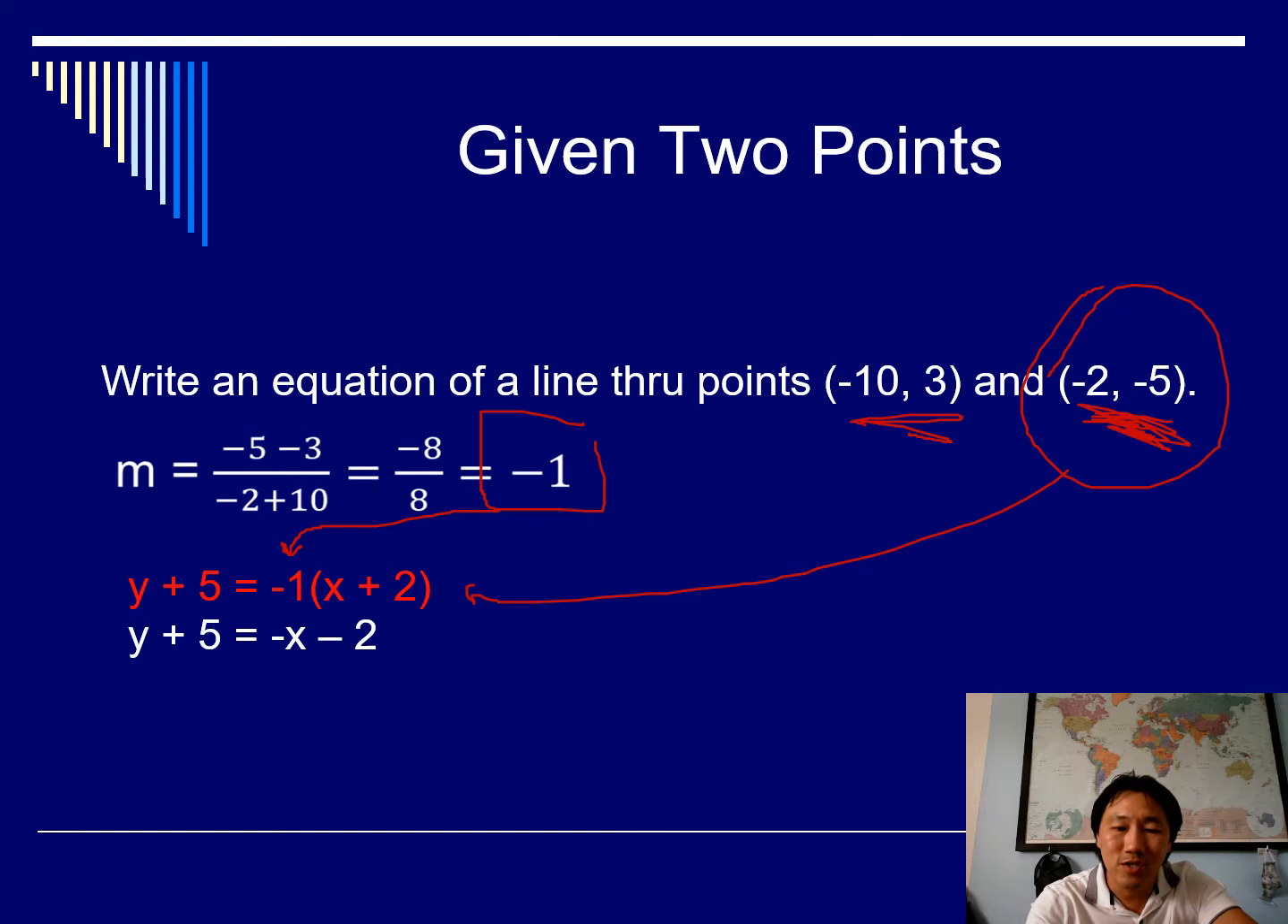Go ahead and change it to slope-intercept form. Distribute that -1 in, and subtract this 5 to the other side. And there's the answer in slope-intercept form. And then to get it to standard form, just add the x to the other side. And there you have it. We got the answers, all 3 answers in all 3 forms. But first we needed to find the slope. Okay.